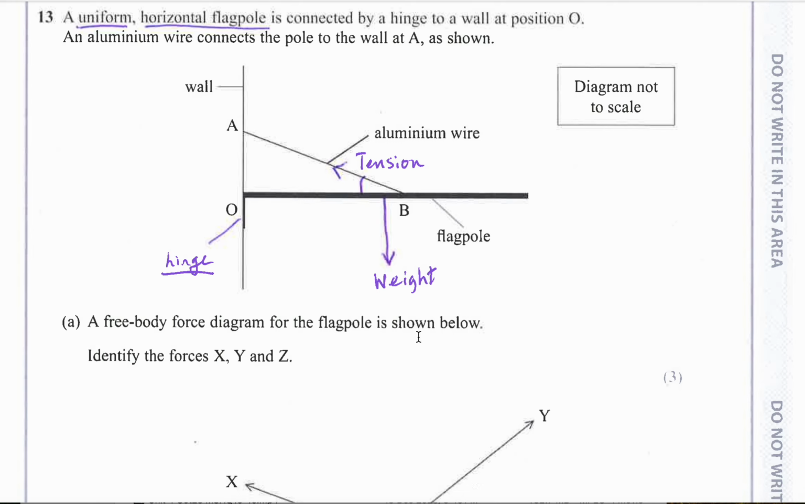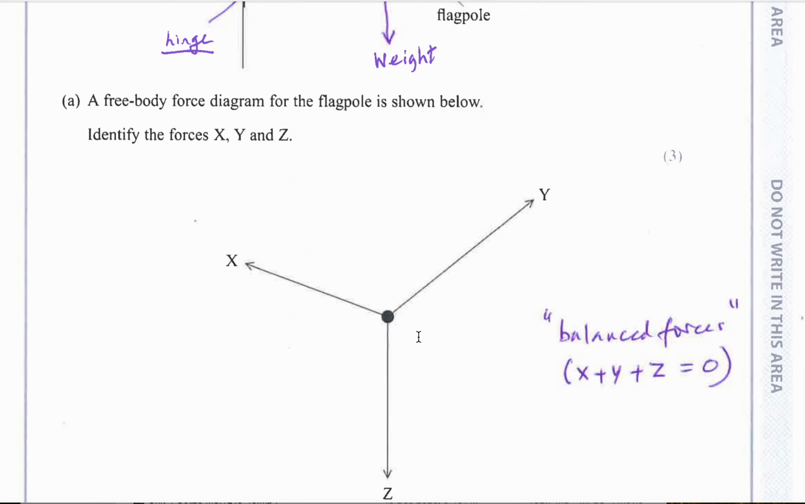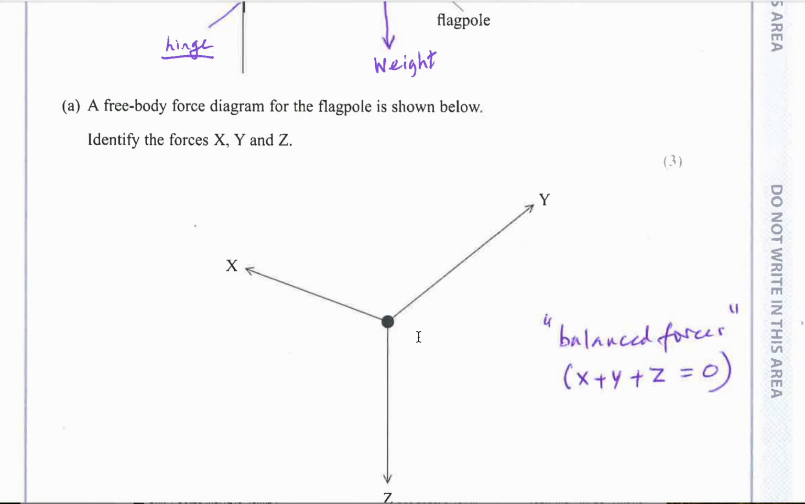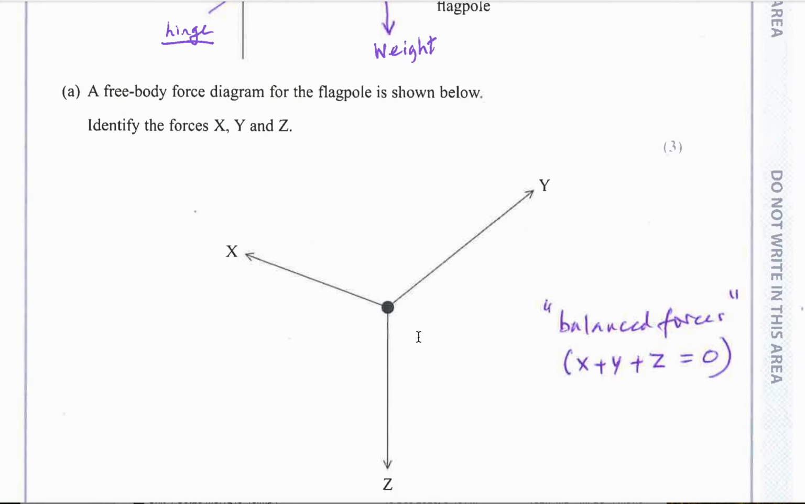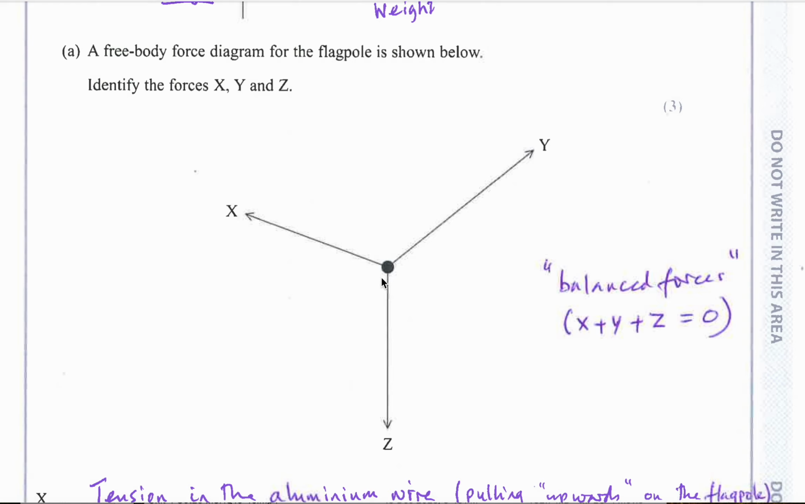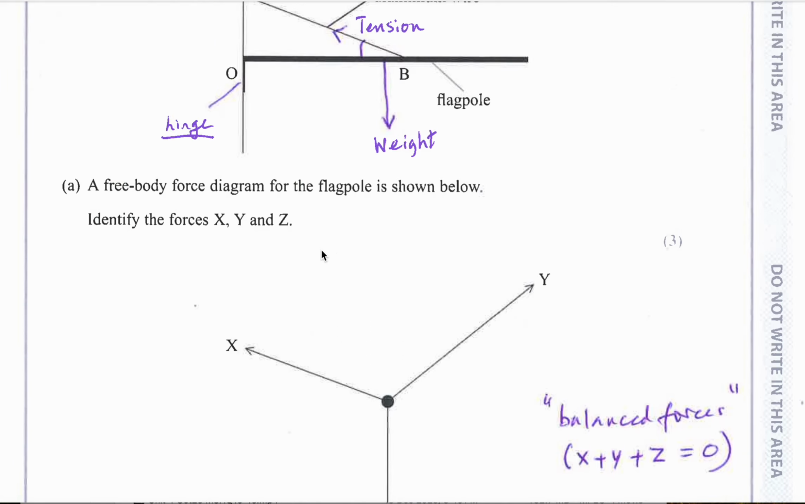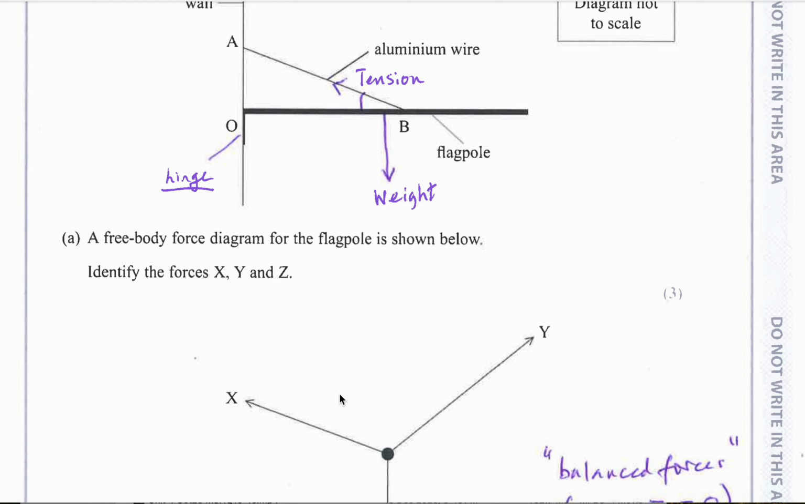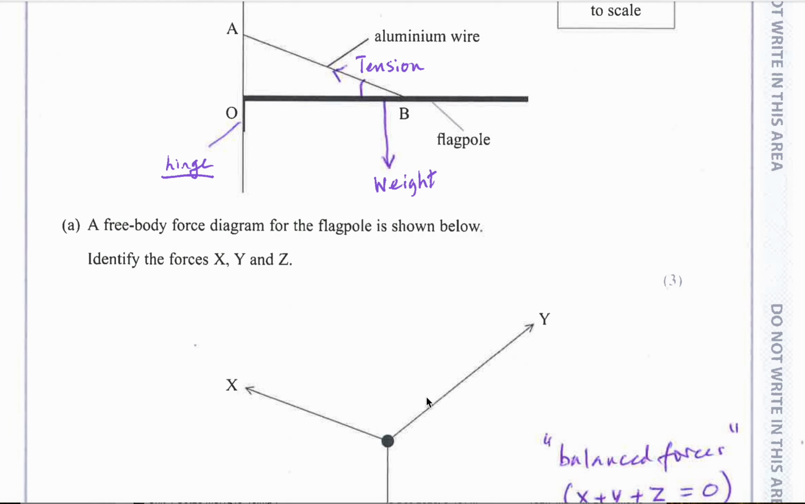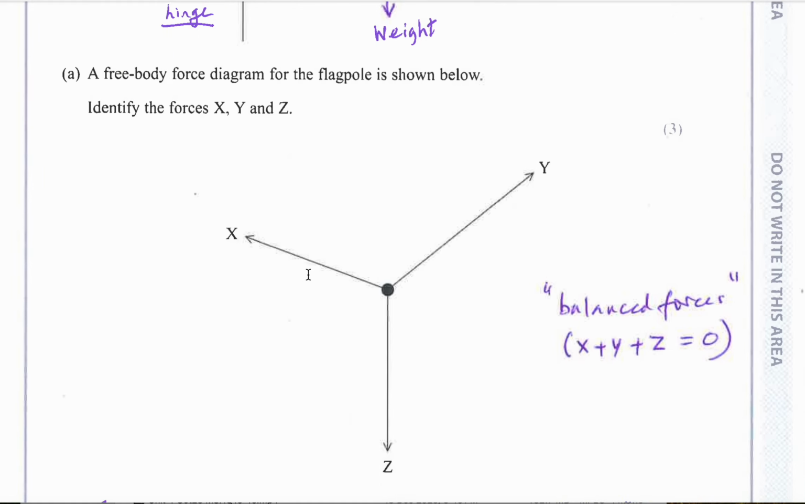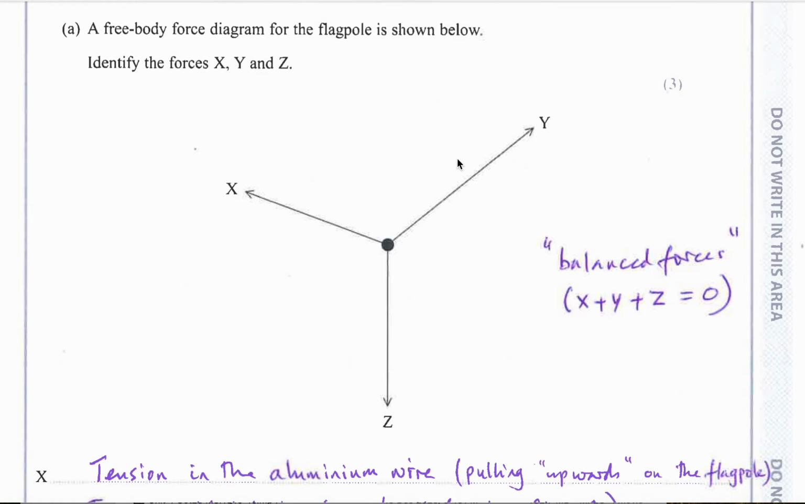Okay, so it says a free body force diagram for the flagpole is shown below. So here is a free body force diagram. In other words, it's showing you the 3 forces X, Y, and Z. Well, obviously Z is acting downwards, so it's due to the weight. X is along the direction of the wire, so that's the tension, and therefore Y must be the third force, which keeps it in equilibrium. So if there are these force diagrams, it means the 3 forces together must add up to 0.